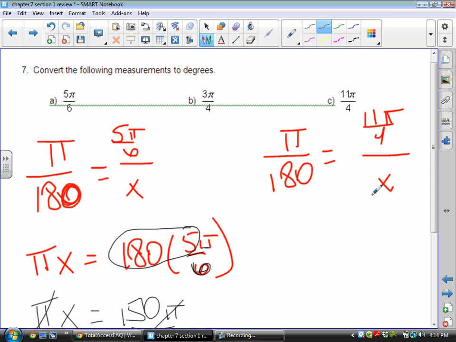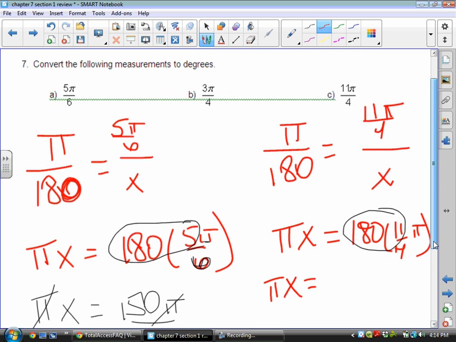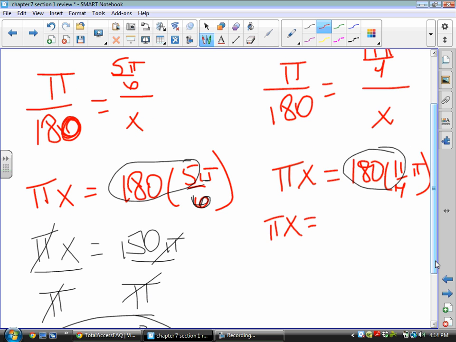3 pi over 4, you might know that. So I'm going to cross multiply. Pi times x equals 180 times 11, and then I'm going to divide it by 4 at the end. So 180 times 11 first, and then I'm going to divide that number by 4. So pi times x equals, that number in the end you're going to get is 495.